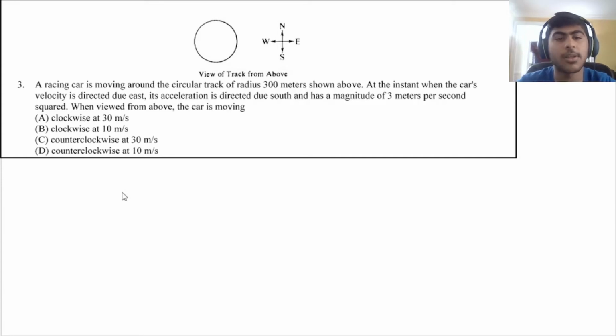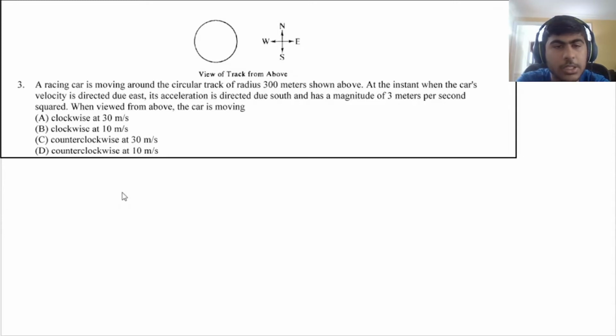At the instant when the car's velocity is directed due east, the acceleration is directed due south, with a magnitude of 3 meters per second squared. When viewed from above, the question asks which direction the car is moving and the magnitude of its velocity. All right, so let's think about what we have here. First we want to figure out what direction it's moving.